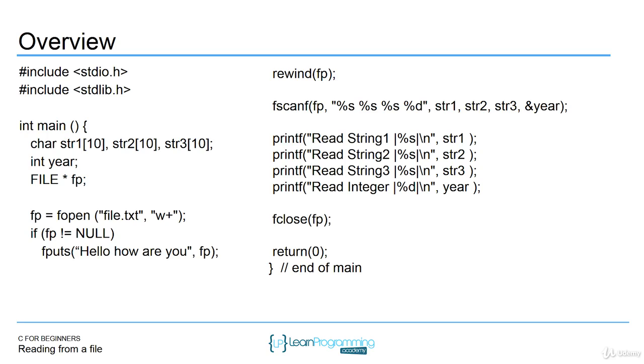And then we just print out that data, the 3 strings and the year, and then again we close the file. So these are the 3 ways you can read in data from a file. You can read in characters, you can read in strings, or you can read in formatted data. You'll notice the formatted way of doing it is very similar to scanf. You use format specifiers and variables to read into.